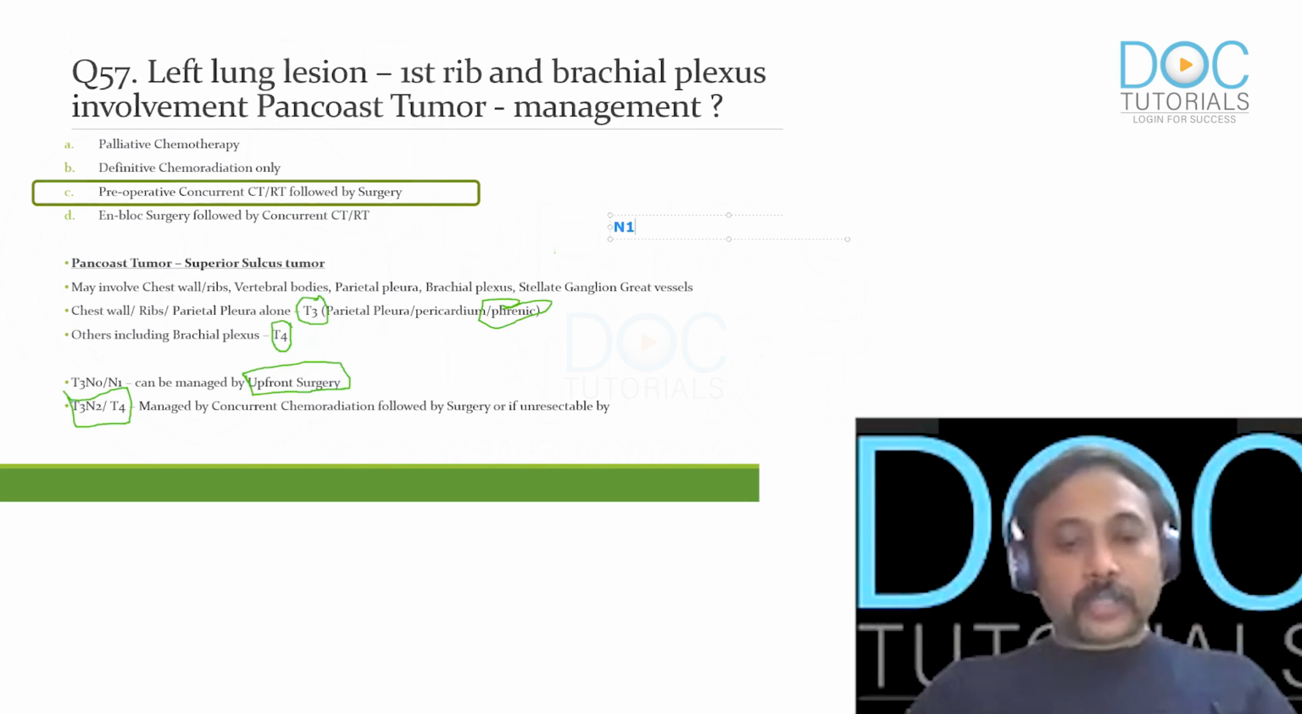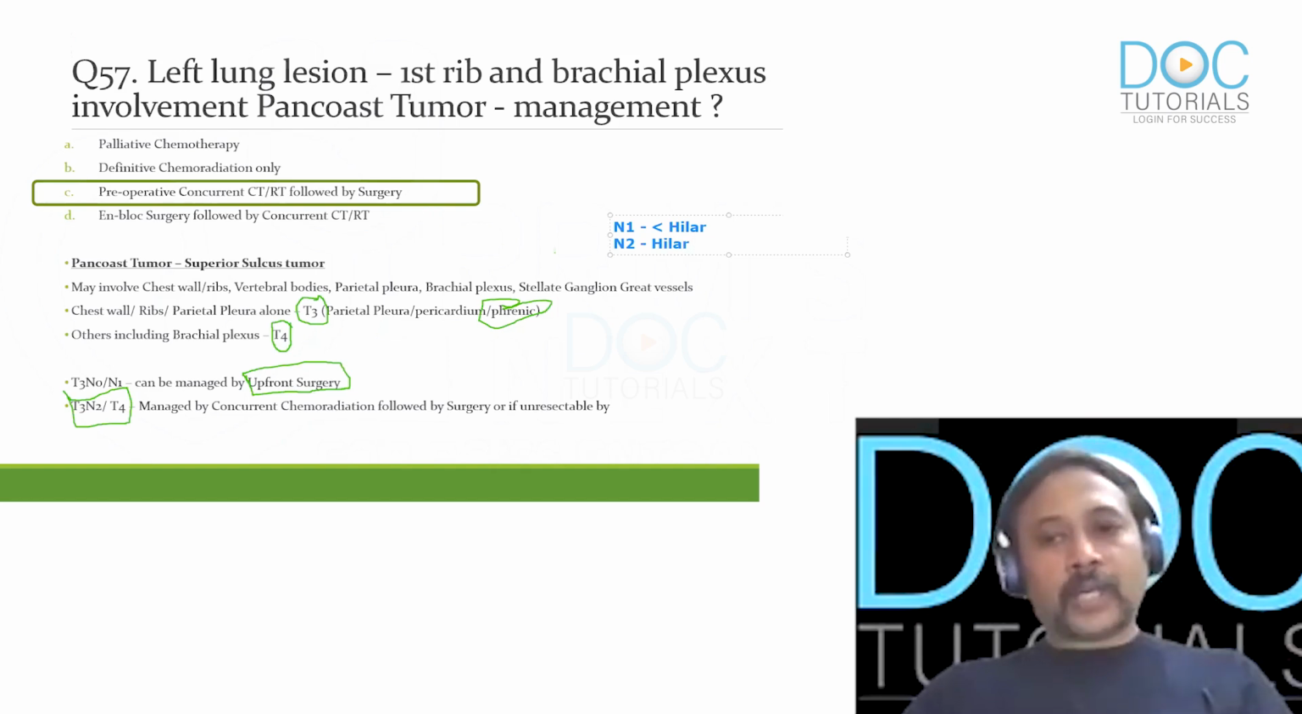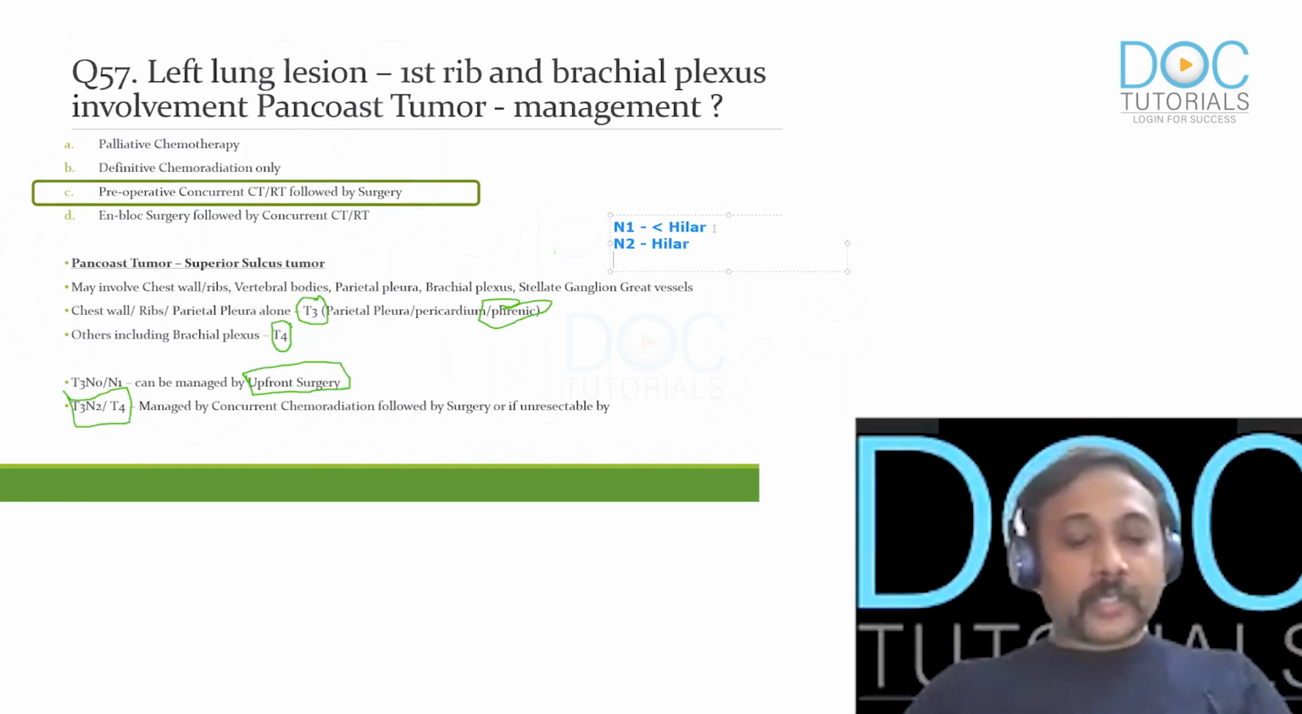So when you take up the N1 disease, it is going to be the nodes less than hilar. So just remember like that. The segmental, subsegmental, bronchial nodes, all of these are going to be known as the N1 level of nodes. The N2 nodes are going to be the hilar nodes, which can be ipsilateral or contralateral. No, not contralateral, it's going to be the ipsilateral hilar nodes, which will come under the N2 disease.